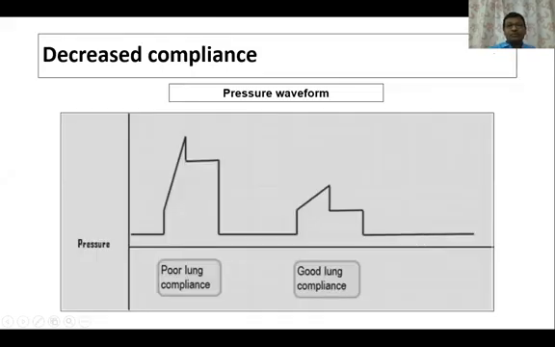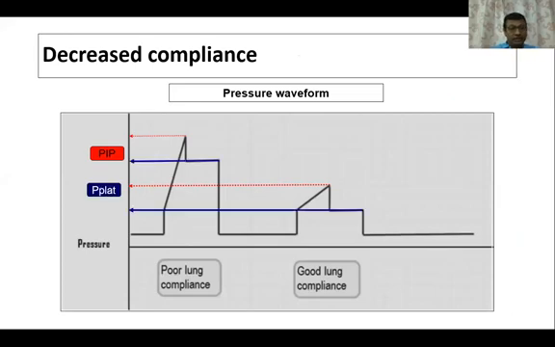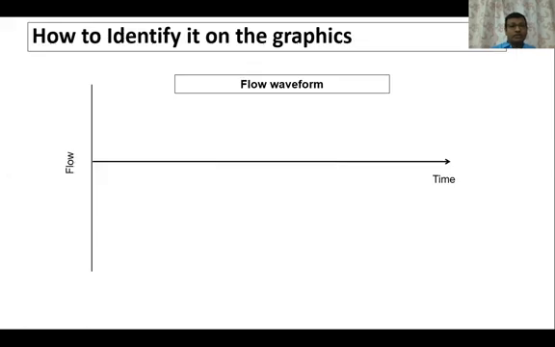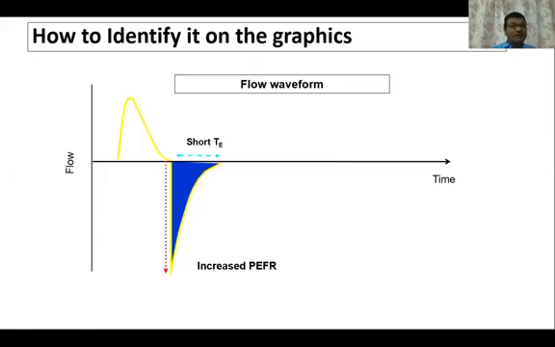Now, the second problem which we can identify is reduced compliance, and how it is going to look on a pressure waveform. Obviously, the peak inspiratory pressure will be elevated. As it is a problem with the compliance, the plateau pressure will also be elevated. Whereas it is not a problem with the resistance, so the difference between PIP and plateau pressure, that is the airway resistance pressure, will remain the same. Now, on the flow waveform, you will see there will be an increased peak expiratory flow rate and a shortened expiratory time.